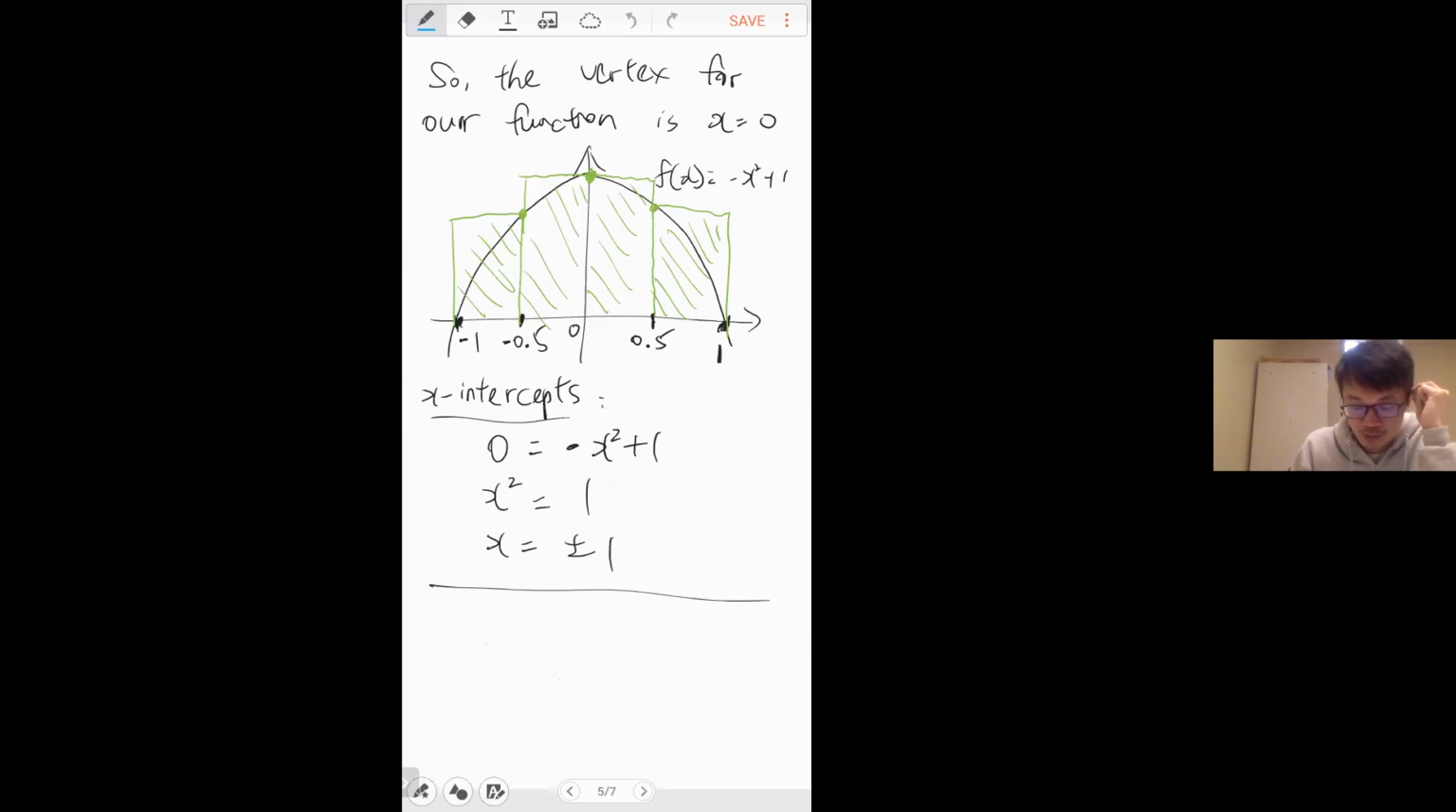And for underestimate, let's look at the first interval. So between -1 and -0.5, which one is lower? Underestimate means all the rectangles should be below the graph. Which one is lower? -1 or -0.5? -1. So your rectangle should look like this. It's just a line. And between -0.5 and 0, which one is lower?